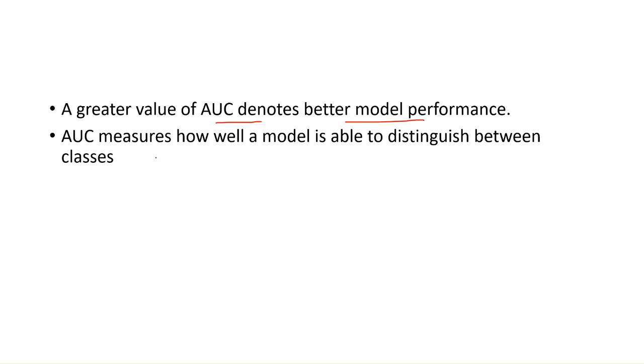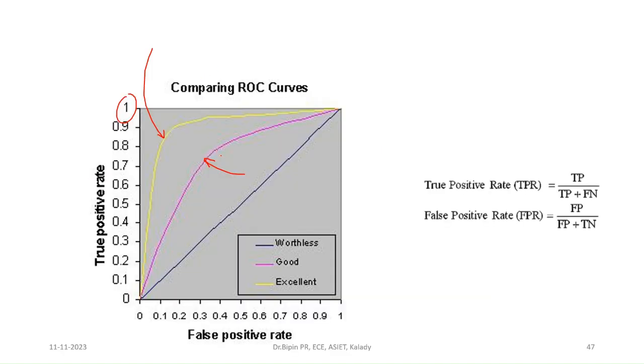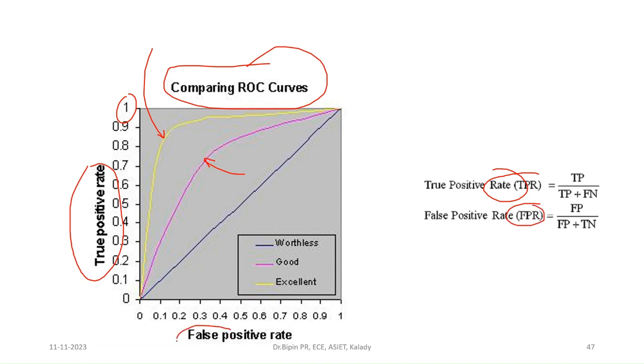So AUC measures how well a model is able to distinguish between classes. That means it is showing the performance, how the classifier is classifying things. That is the performance metric, AUC. It should be calculated under the ROC curve. Now, the ROC curve will be plotted using TPR on the y-axis and FPR on the x-axis. Now, FPR and TPR will be calculated using these equations.